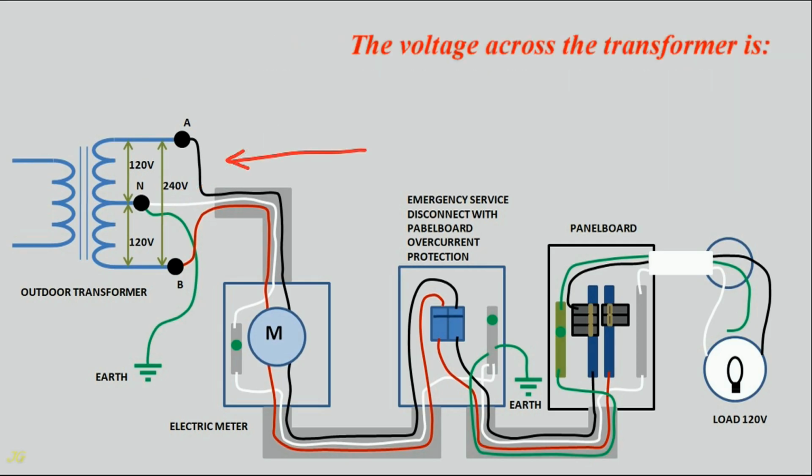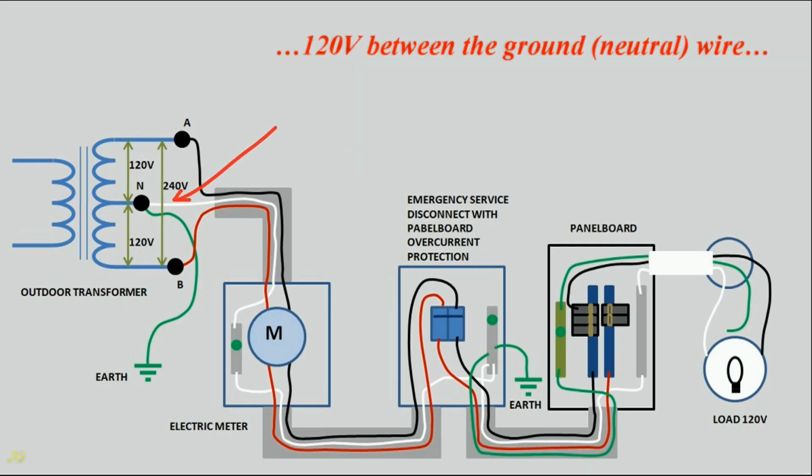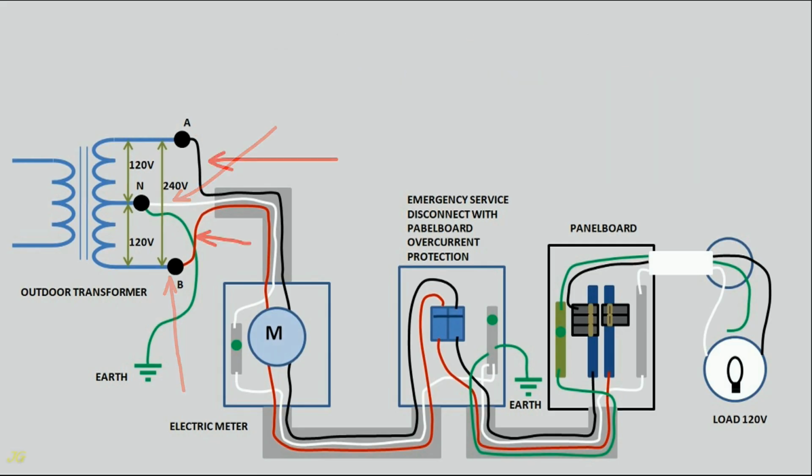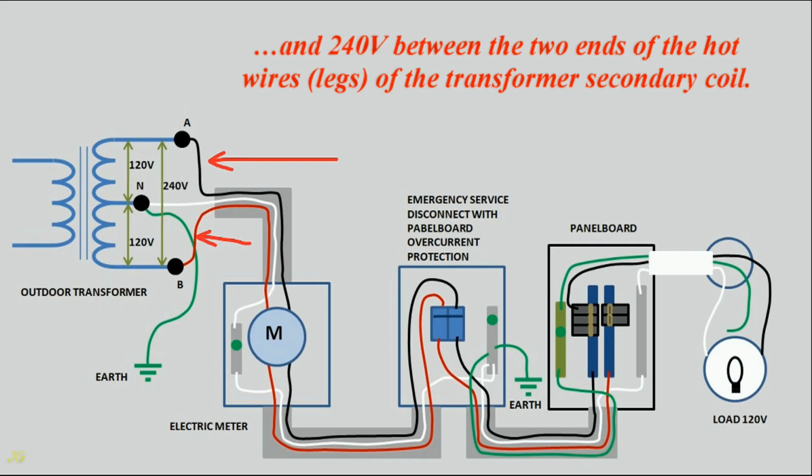The voltage across the transformer is 120 volts between the ground, neutral, wire and one of the 2 ends of the hot wires, legs of the transformer secondary coil, and 240 volts between the 2 ends of the hot wires, legs of the transformer secondary coil.